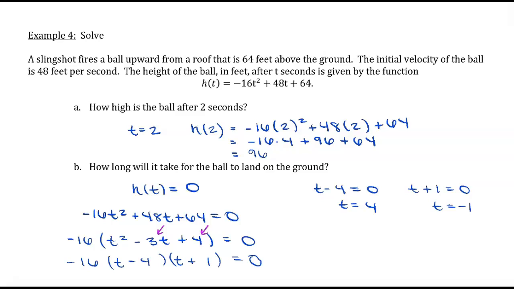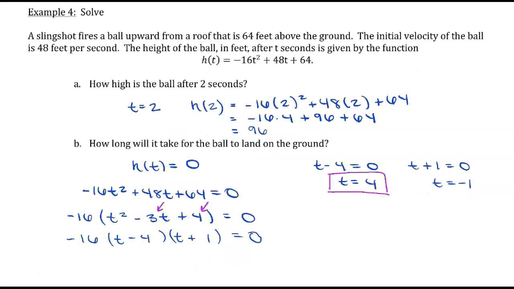Let's think about the context of our question to figure out which of these answers is correct. The question is, how long will it take for the ball to land on the ground? A time of t equal to negative 1 doesn't make any sense in this case. That's negative 1 seconds, or 1 second before launch. T equal to 4 would be more appropriate. That would be 4 seconds after launch, coming back down to the ground. So our answer here is t equal to 4 seconds, or 4 seconds after launch, the ball returns to the ground.